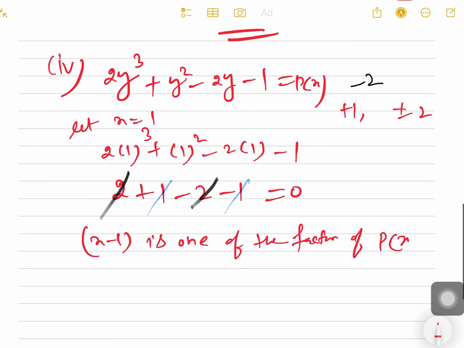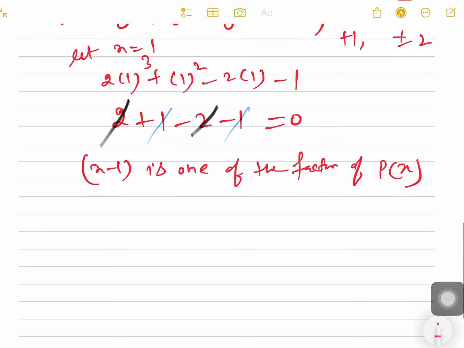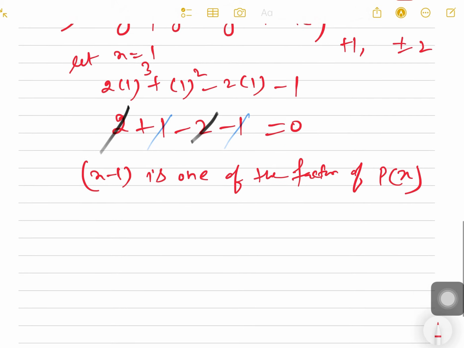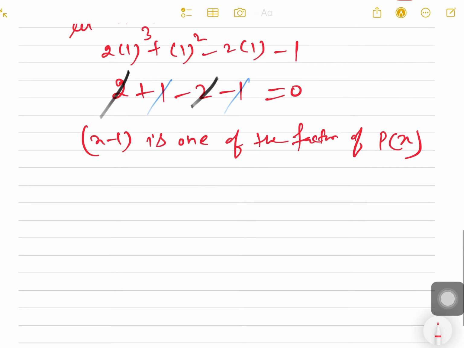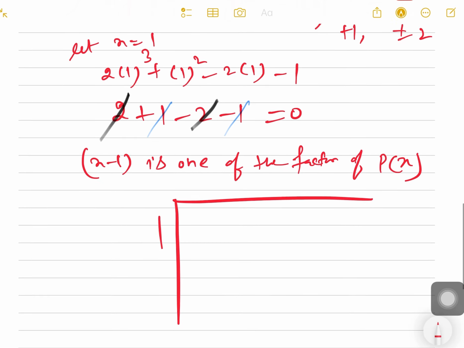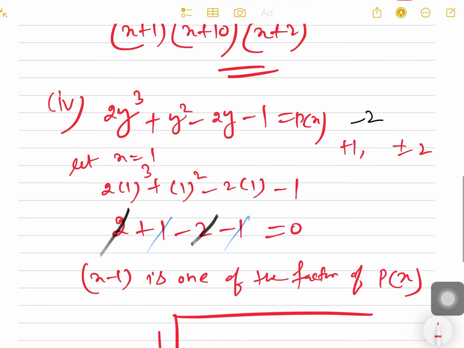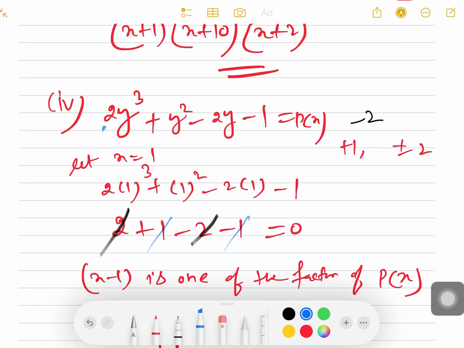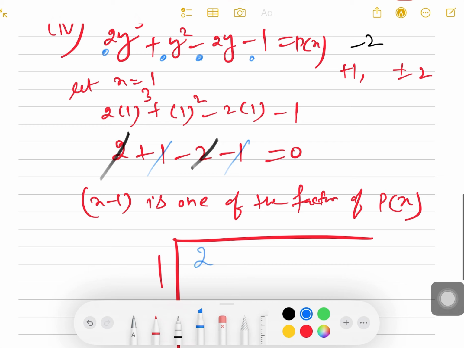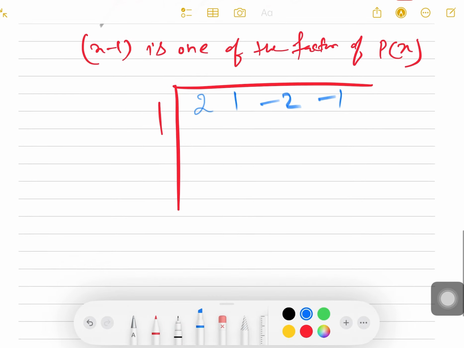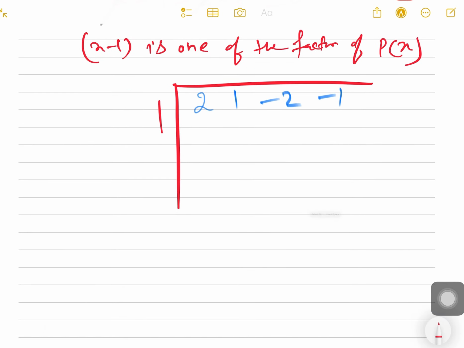of p of x. Okay, so now we will find the other factors. So how to find? We substituted 1, we got 0 now. So that 1 we will write here. We will do the synthetic division for getting the second factor. And the given polynomial's coefficients, that means 2, 1, minus 2, minus 1, I wrote here.